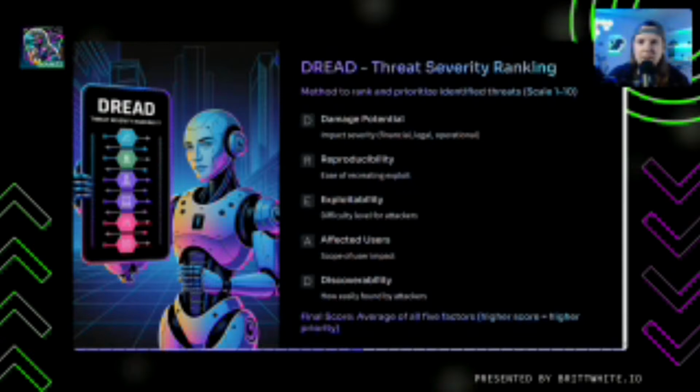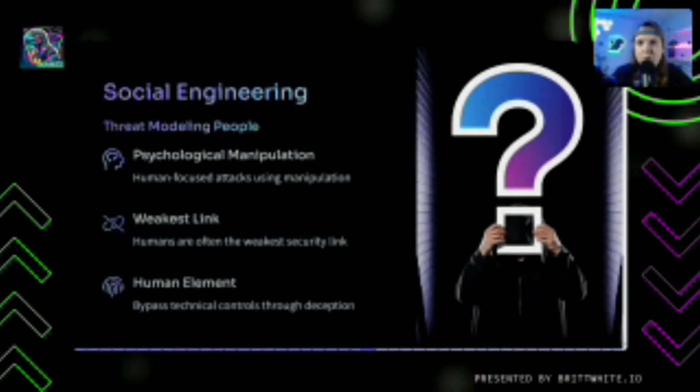Now let's shift gears here to social engineering. We're threat modeling the human element now. We've focused on technical threats, but social engineering targets people directly. Social engineering is manipulating people to take actions or reveal confidential information through deception and psychological manipulation, not technical hacking. It's a major threat because humans are often the weakest link to security.